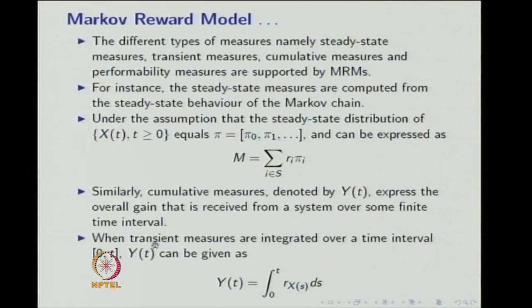Under the assumption of the steady state distribution of X(t), one can find the steady state measures by multiplying R_i with pi_i, where i belongs to the state space S. Similarly, the cumulative measures, denoted by Y of t, express the overall gain that is received from a system over some finite time interval. When transient measures are integrated over the time interval 0 to t, then Y of t can be given as the integral from 0 to t of R_X(s) ds.